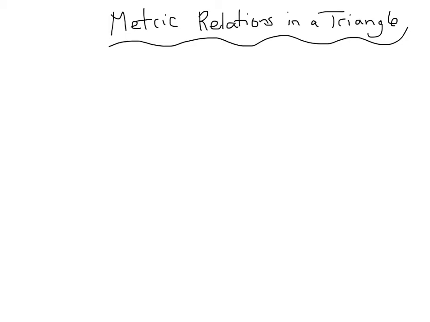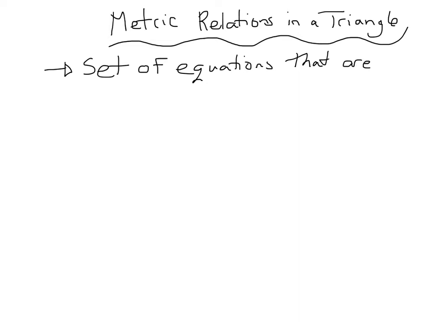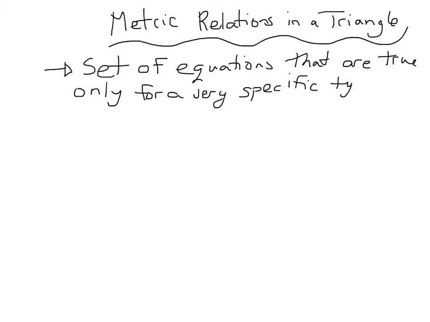Thanks, Marty. So metric relations in a triangle. So what is this? I just kind of explained a little bit before, but metric relations in a triangle, they're a set of equations that are true only for a very specific type of triangle. Okay, that's the basic definition of what this is.